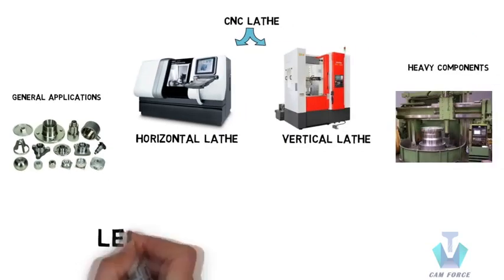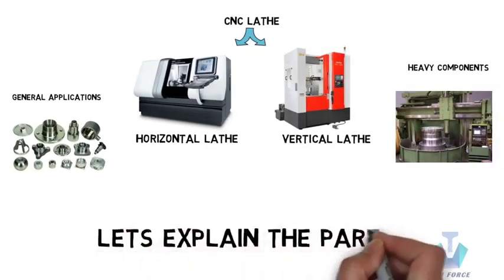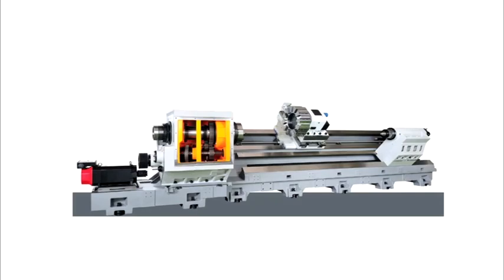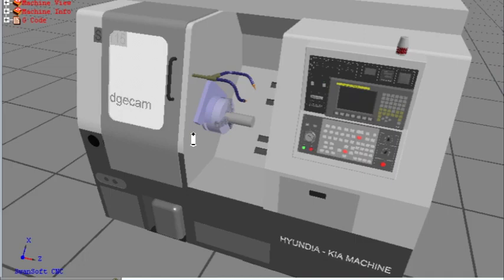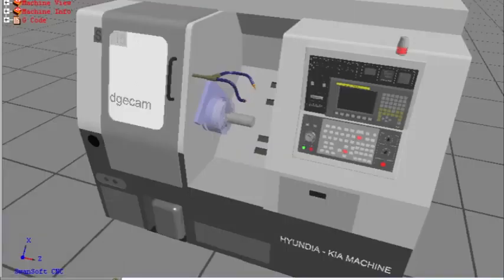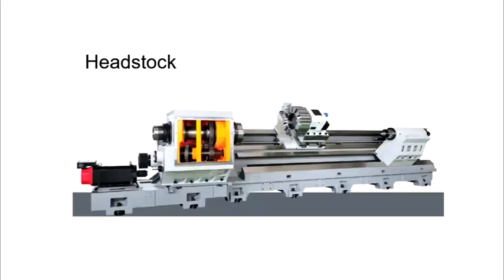So, let's explain the parts of a CNC lathe. We take the help of this structure for explaining the parts. The first one is the headstock. Generally, the headstock is located on the left side of the machine. The main element present in the headstock is the master spindle. The machining is done by the spinning of the workpiece at a certain speed. This is done by the spindle.